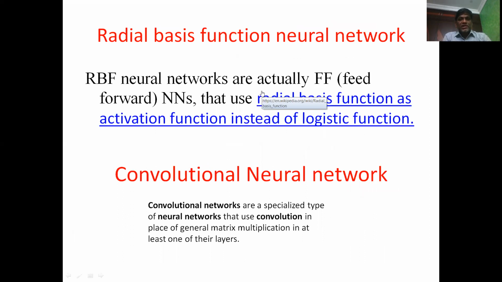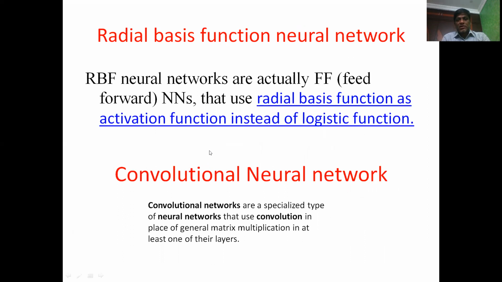The next category is radial basis function neural network. This is same as a feed-forward neural network, except that a special activation function is used. Special activation functions are used with this radial basis function neural network. Except that difference, everything else is going to be same as multi-layer feed-forward neural networks.